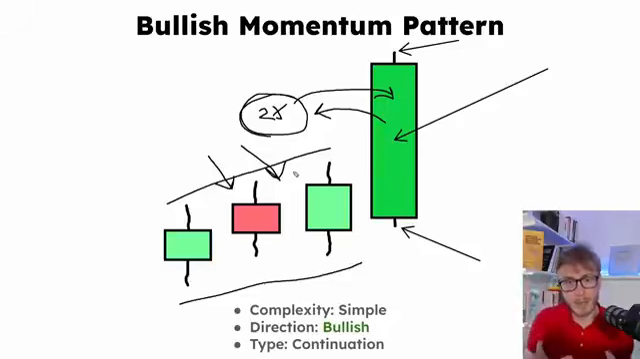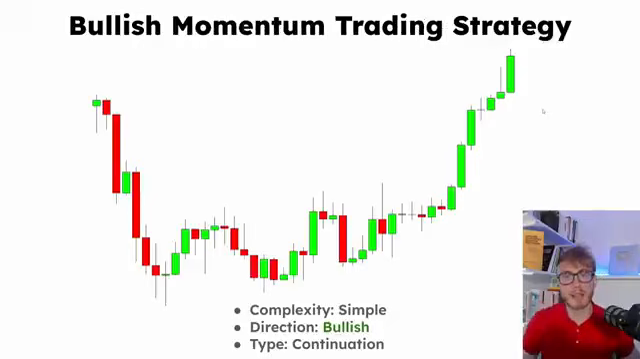I hope this doesn't sound confusing, but what we basically do for this pattern is that we compare the size of the candlestick bodies. So now let's take a look at a bullish momentum trading strategy. And as always, the first thing we need to do is to identify the pattern. So remember, to find a bullish momentum candle, we need to compare candles with previous candles.